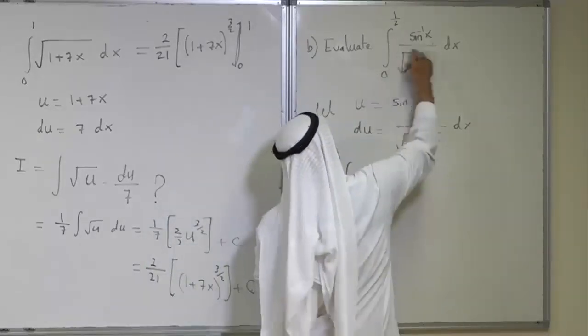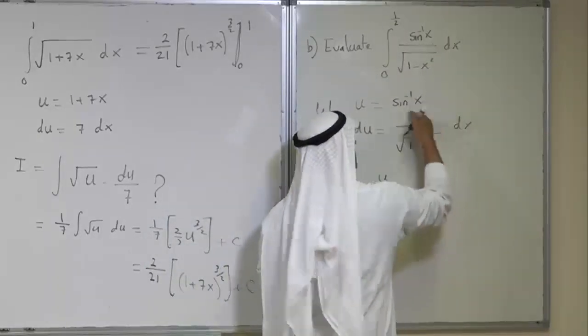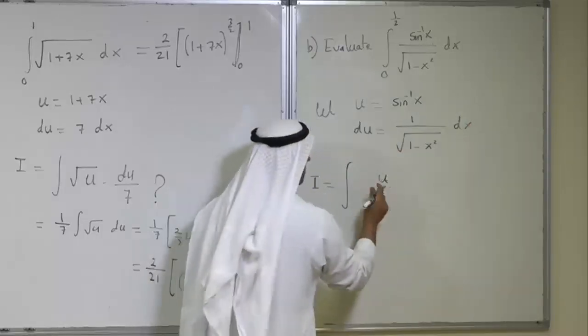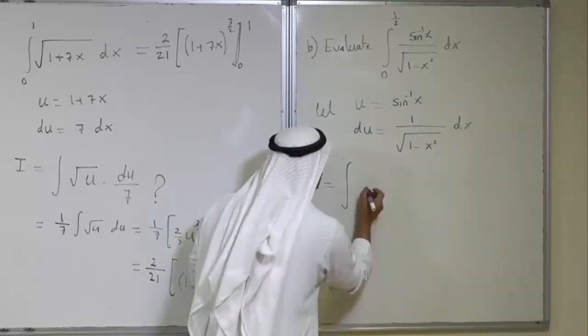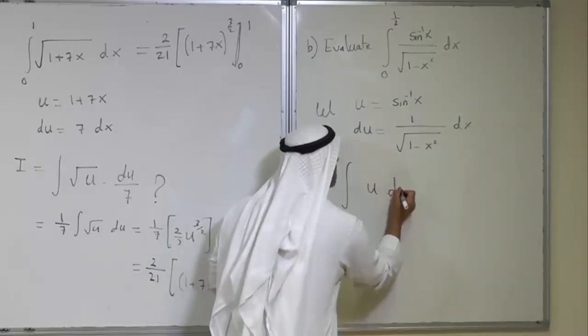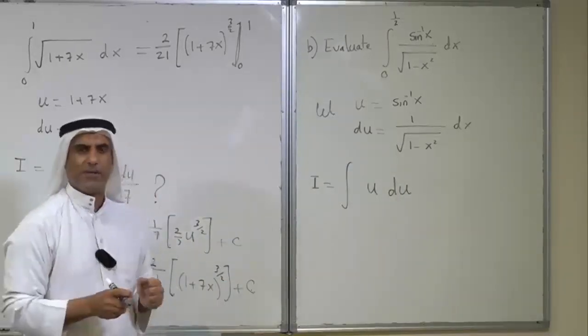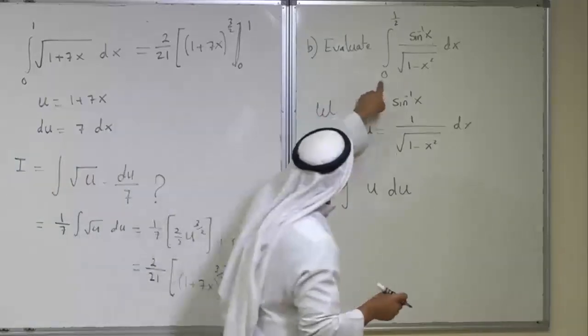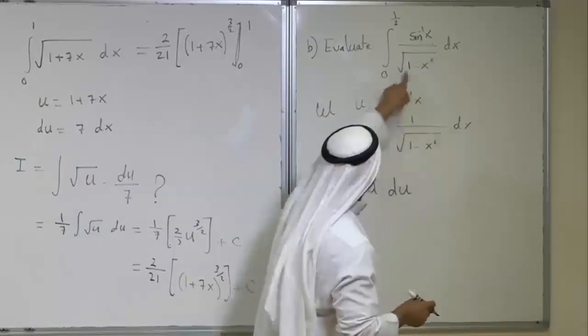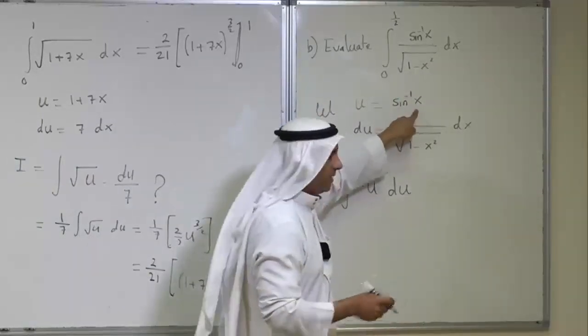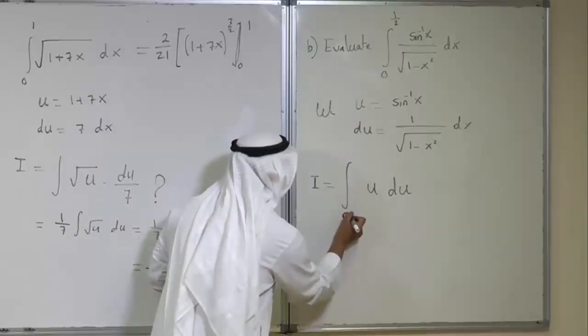1 over square root 1 minus x squared dx, all of it is du. So if you allow me, this will be just u times du. What about the boundary points? At x equal to 0, sine inverse of 0 is equal to 0. I will change the boundary point.